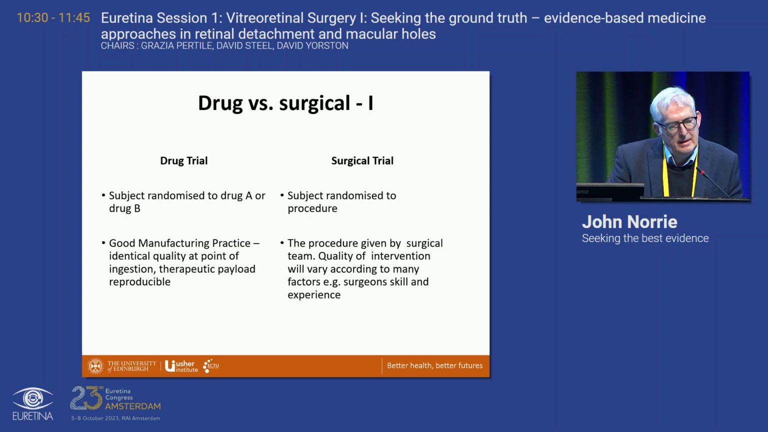I think probably the most important differences are in this first slide. Pretty much the only challenge you have in a drug trial is getting the person to take the drug. All of the drugs are manufactured to high standards, they're transported. Pretty much any pill that you get anywhere in the world will be the same as the same pill anywhere else in the world. And that's clearly not the case with surgical trials.